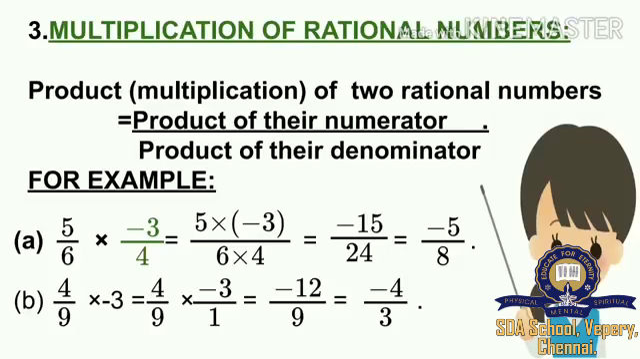And B, 4 divided by 9 into minus 3. If it's an integer, minus 3, it will be in the form of minus 3 divided by 1, right? Here we are getting 4 divided by 9 into minus 3 divided by 1. If we multiply this, 4 into minus 3, the answer will be minus 12. And 9 into 1, the answer will be 9. Right? If we cancel this in the 3 table, 3 3s are 9 and 3 4s are 12. So we are getting minus 4 divided by 3.